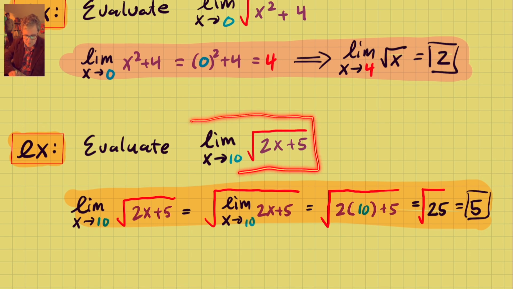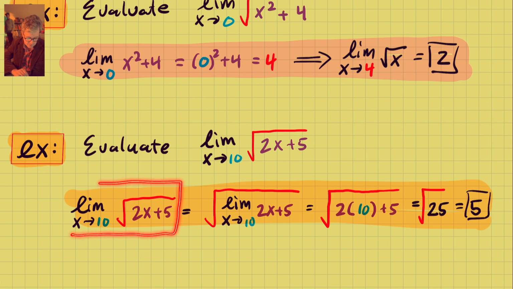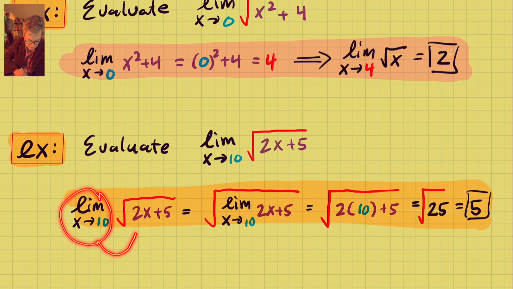Let's evaluate the limit as x approaches 10 of the square root of 2x plus 5. Okay, so that's equal to the square root of the limit as x approaches 10 of 2x plus 5, which is equal to the square root of 2 times 10 plus 5. Right, so we've kind of pulled this piece here inside the radical, as you can see here. So 2 times 10 is 20, plus 5 is 25, and then the square root of 25 is 5. And so that's the answer.